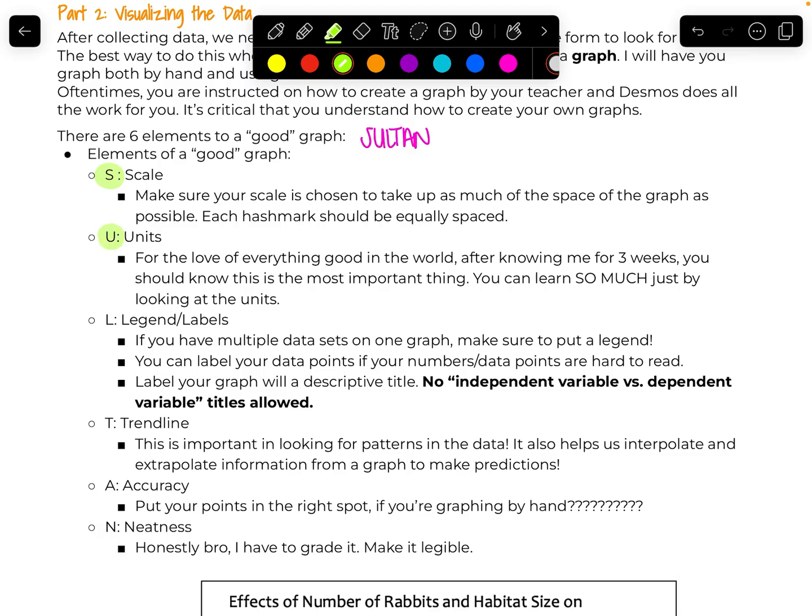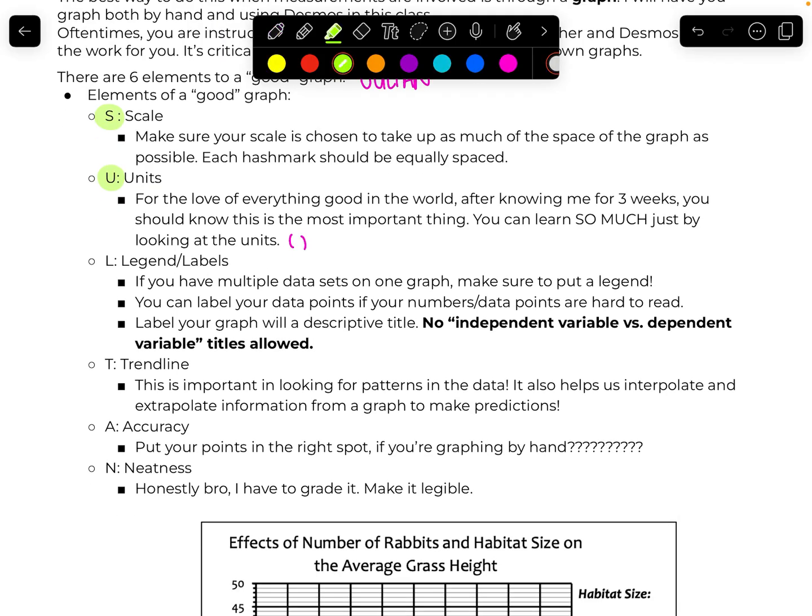Next up, units. Oh my God, hopefully by now you understand that units are so crazy important. You've known me for 3 weeks at this point. Please put your units. If something is unitless, then you don't have to, right? Like if you're making a graph with year or level or type of chip, whatever your independent variable might be, if it doesn't have units, don't put it. If it does have units, make sure you're putting them in parentheses behind whatever the actual variable itself would be.